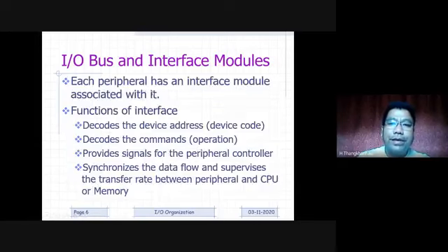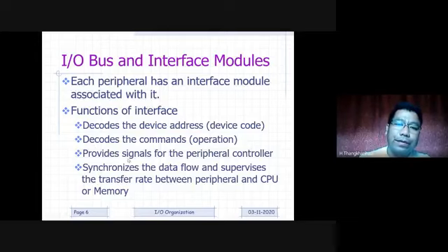Then each peripheral has an interface module associated with it. Okay, different peripherals will have different interfaces associated with them. And the functions of the interface are to decode the device address. It will decode the device address in electronic form so that it will be understood by the computer CPU, okay? Decode the commands. When you press enter, you are giving some command. So that command needs to be decoded by the CPU, okay?